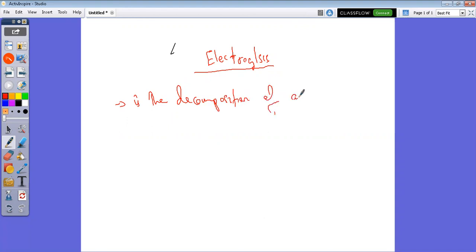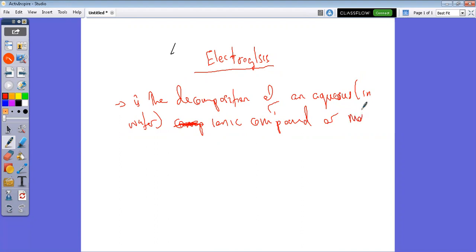of an aqueous, aqueous means in water, of an aqueous compound, in fact ionic, because covalent you can't, ionic compound, or molten ionic compound. Clear? Electrolysis is the decomposition of an aqueous ionic compound or molten ionic compound.